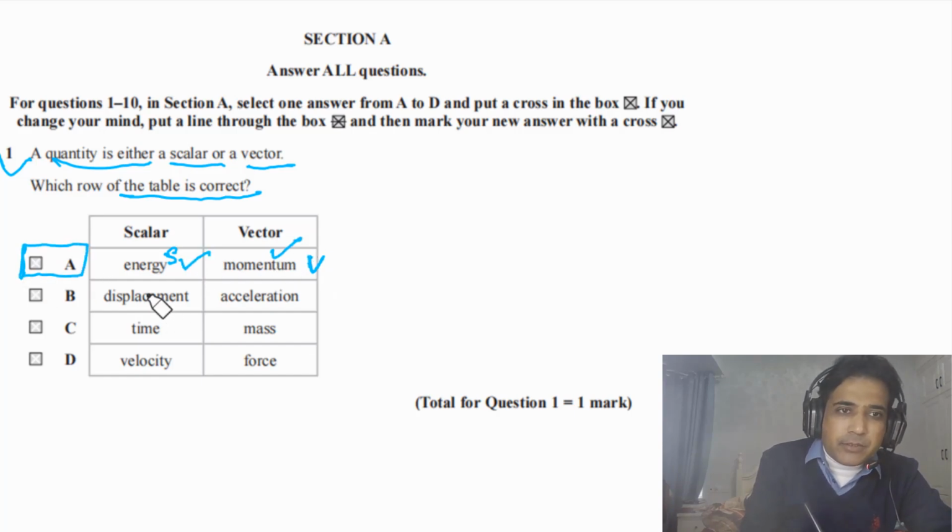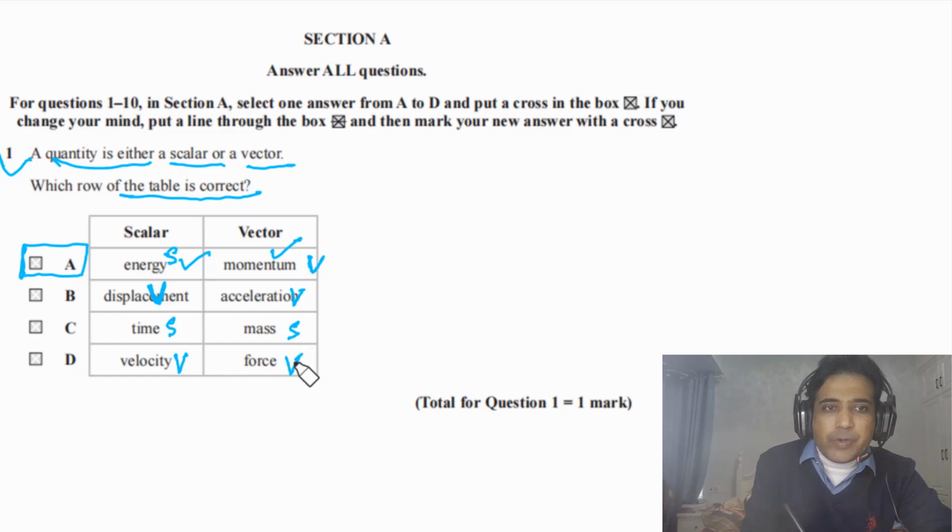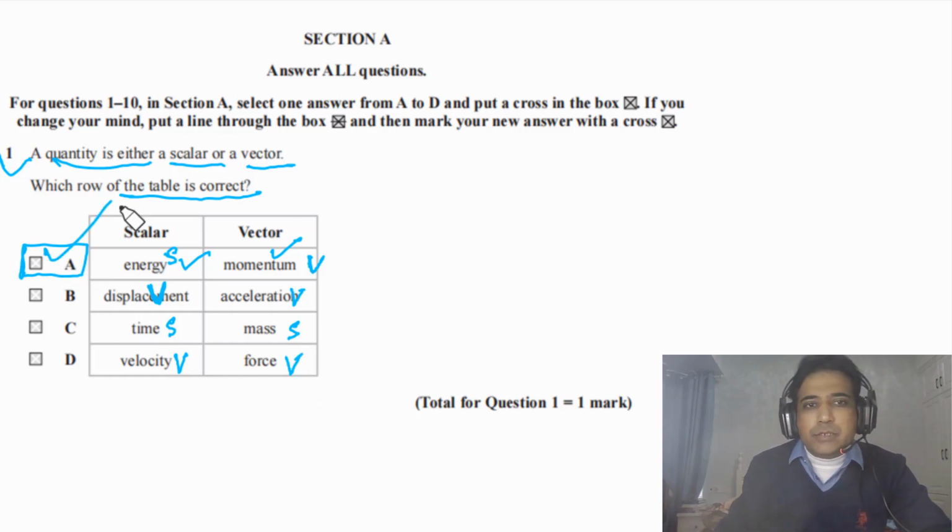If you look at the next one, this is a vector in the wrong column. Acceleration is a vector. Time is a scalar. Mass is a scalar. Velocity is a vector. Force is also a vector. So the answer for this question is A.